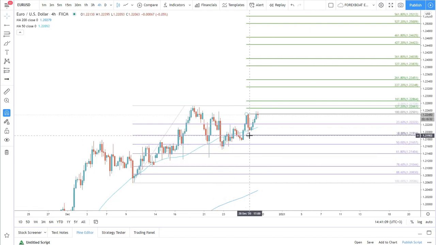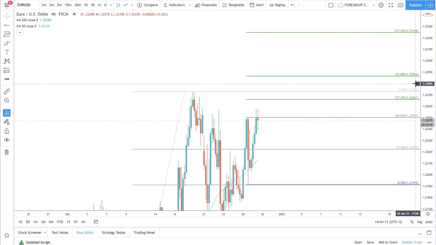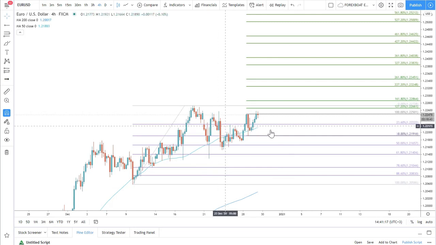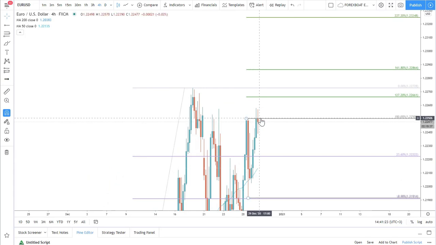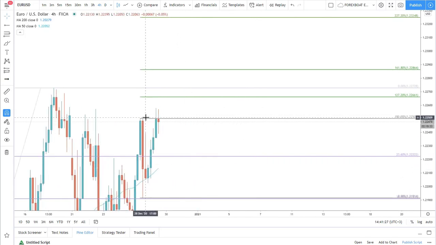So we have this rejection. It's not precise, it's not very clean, but still it's almost at the same price. And now what do we need to do in order to have a buying opportunity? Obviously we need to break above the previously made high. At this point we didn't have this breakout. And what could this breakout be? How do we confirm it? What time frame to use? 1 hour chart, 4 hour chart, or daily chart?